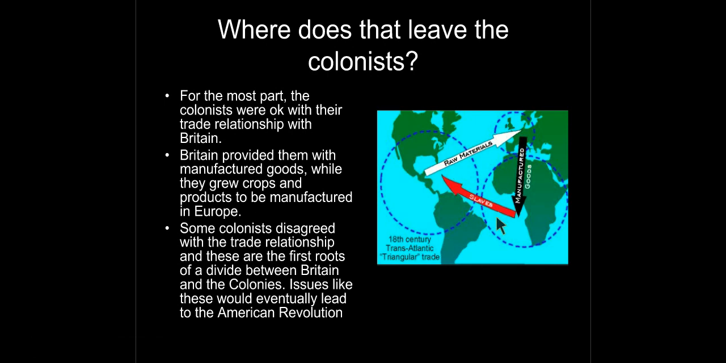However, some colonists did disagree with this trade relationship, and again, we see the triangular trade going on. Some colonists did disagree with the trade relationship, and these were the first roots of a divide between Britain and the colonies. And issues like these would eventually lead to the American Revolution, where the colonists did not have a say in what was going on in their day-to-day life.